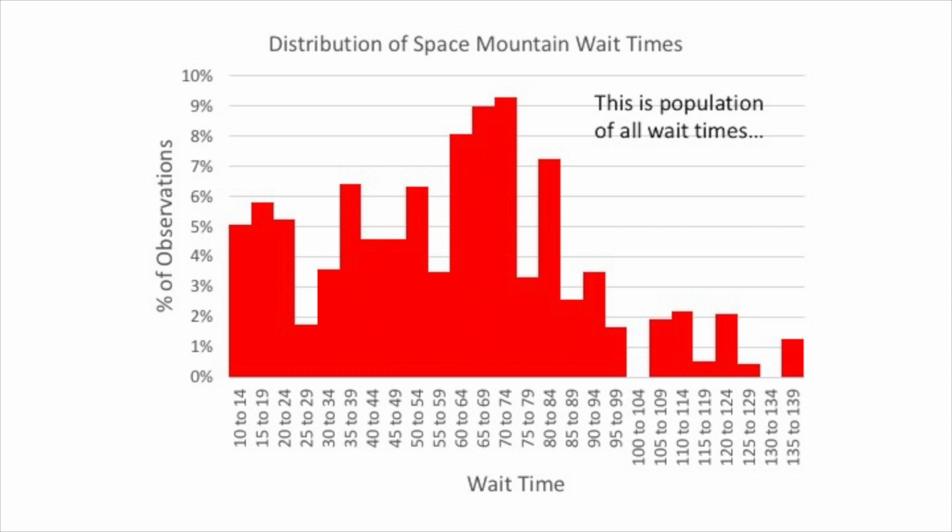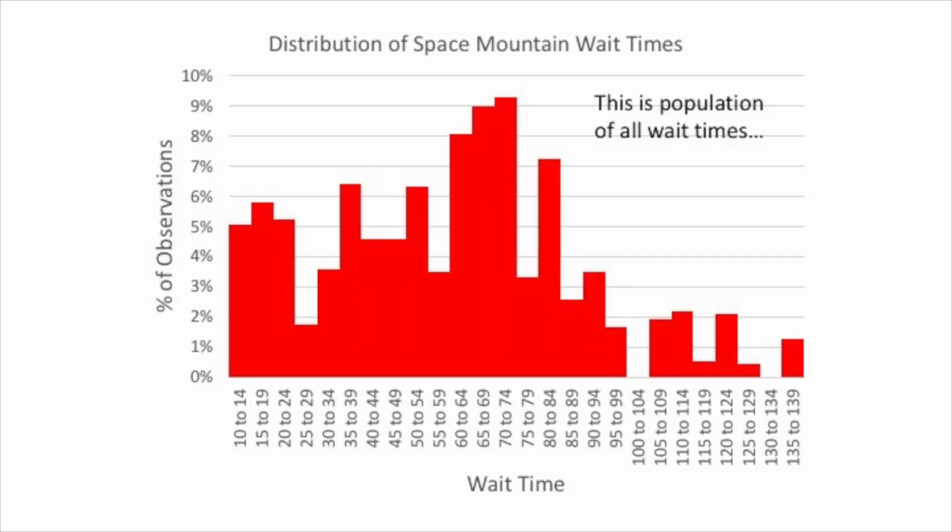So this histogram shows you the distribution of Space Mountain wait times. Space Mountain is a roller coaster at Walt Disney World. On the y-axis, you see percentage of observations. On the x-axis, you see wait times. You see that the wait time ranges from pretty short waits of 10 to 14 minutes, all the way up to long waits of 135 to 139 minutes.